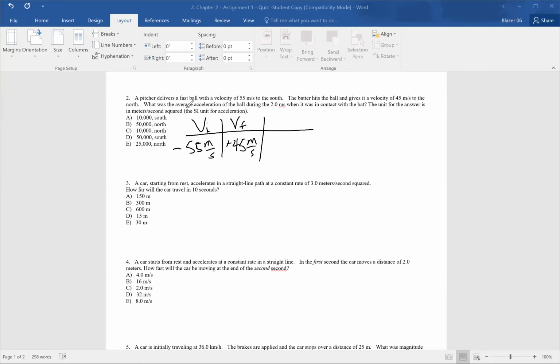What was the average acceleration for the 2 milliseconds? So my time now is 2 milliseconds. So my time is 2 times 10 to the minus 3 seconds.